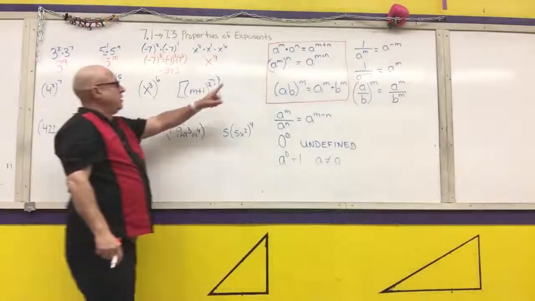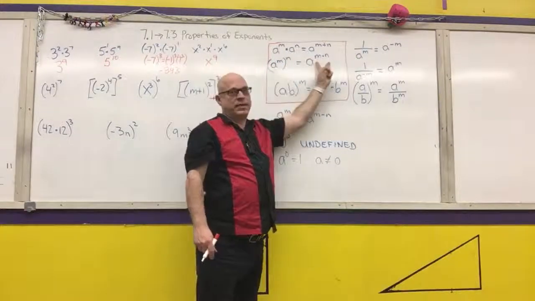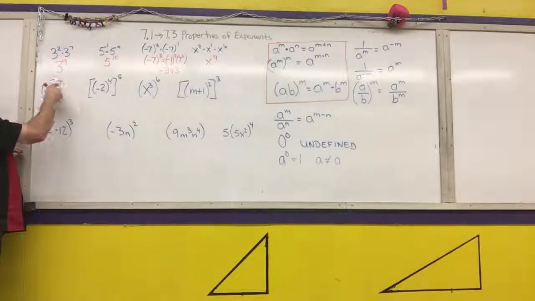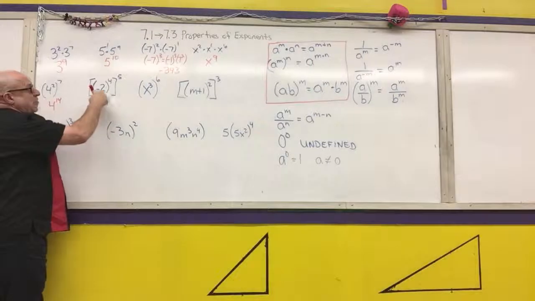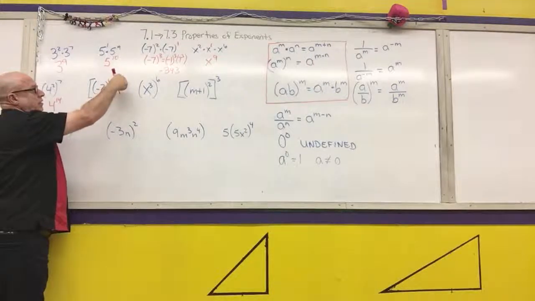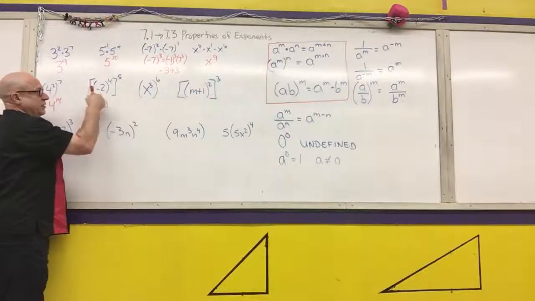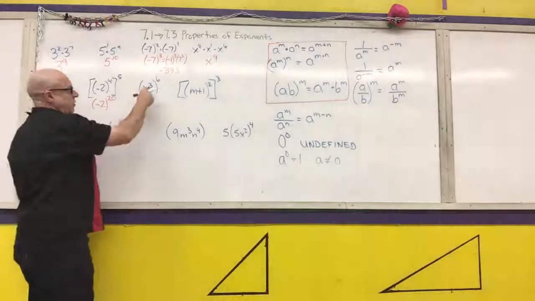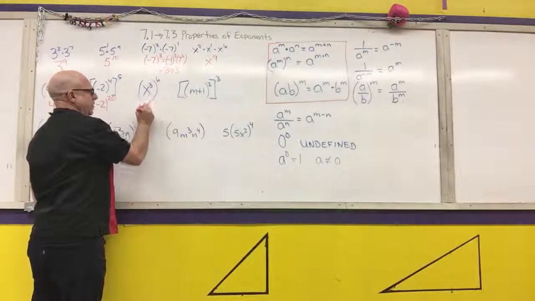Next one, I'm going to be using this property. Something to a power raised to another power, you multiply the exponents. 4 squared to the 7th is 4 to the 2 times 7, or 4 to the 14th. Negative 2 to the 4 times 5 is the 20th. So I'm going to write negative 2 in parentheses, raised to the 20th power. Next one, x cubed to the 6th, 3 times 6 is 18.